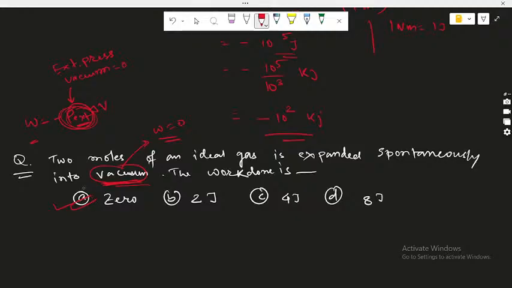Here you don't need to use the volume or anything. That external pressure is 0 because the process is undergoing in vacuum. So option A is the answer.